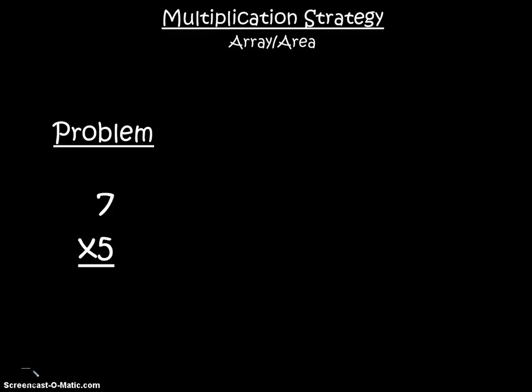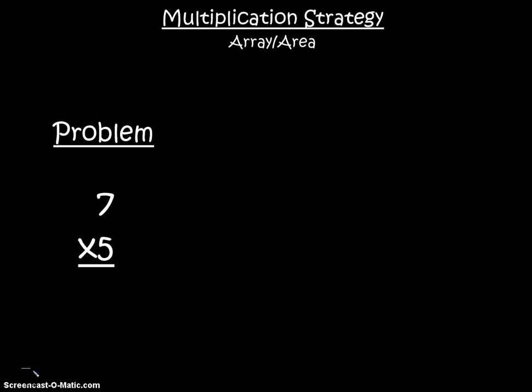Today we're going to talk about the multiplication strategy of using an array or an area. Now, an array is just a group of objects that are arranged in columns and rows to help us count them more easily. An area is a little bit different. It's similarly grouped in columns and rows, but when we talk about area, we measure it in square units, because the area of a shape is how much fits inside of it, or how many square units fit inside the shape.